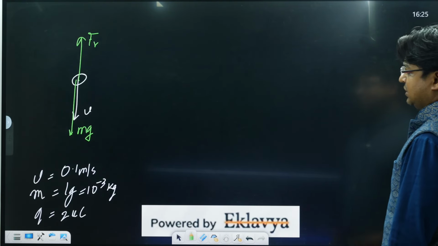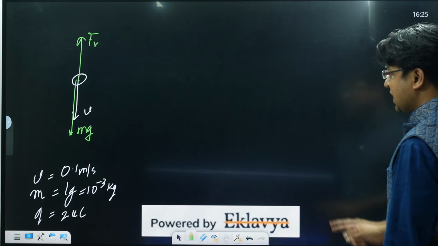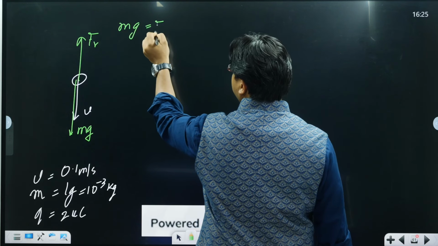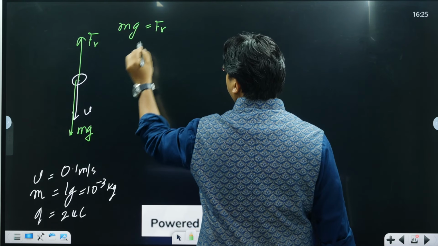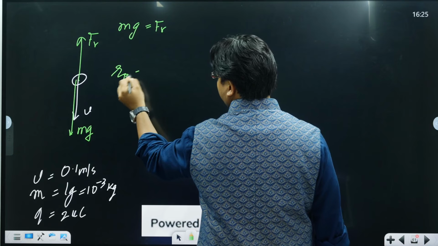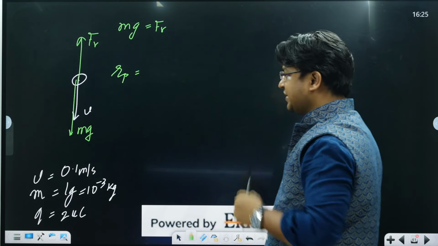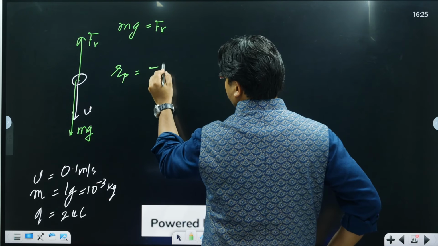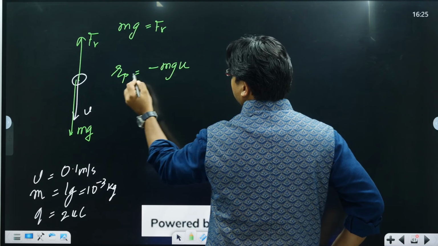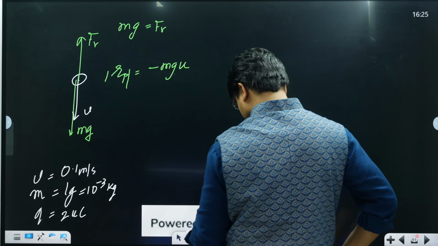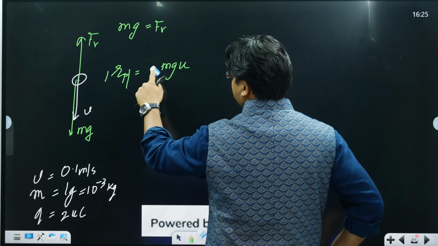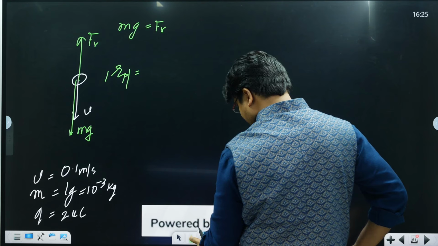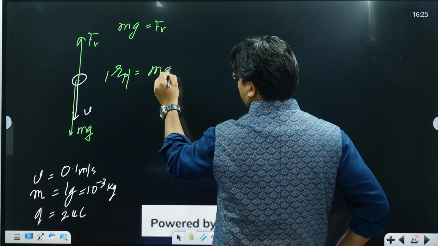Now as of now we can write mg equals the viscous force, and the rate at which power is dissipated, the same rate at which work is being done. If I am talking about the magnitude, the rate at which power is dissipated is mgu. That is the rate at which gravitational energy is being lost.